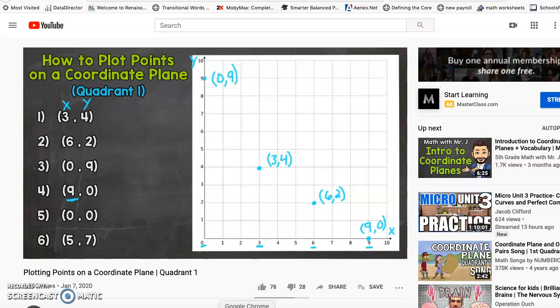Now number 5, we have 0, 0. So we don't move over at all, or up. So our point is going to be right here on 0, 0. And this is actually called the origin. That's where everything starts, because on all the other ordered pairs, you start there, go over, and then up. So again, 0, 0 is the origin. We didn't go anywhere.